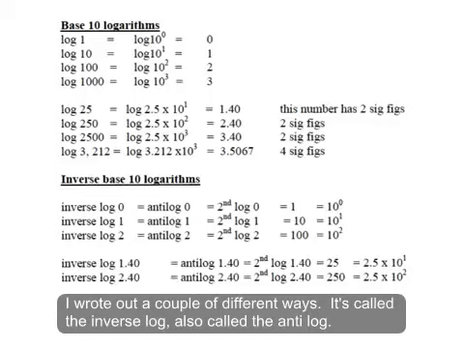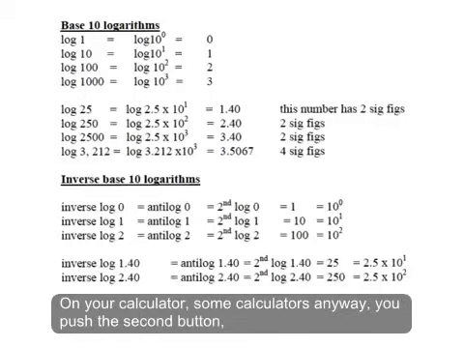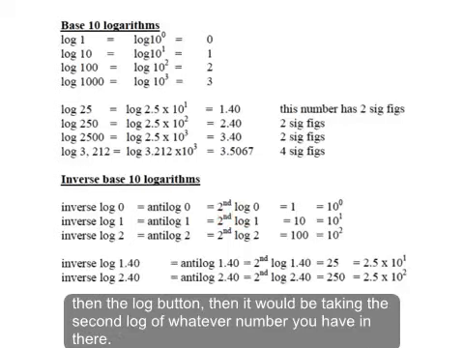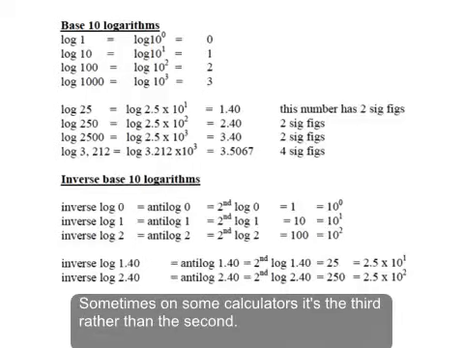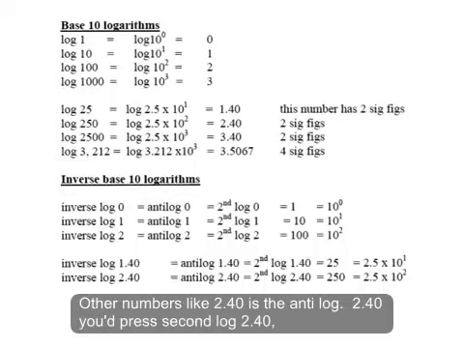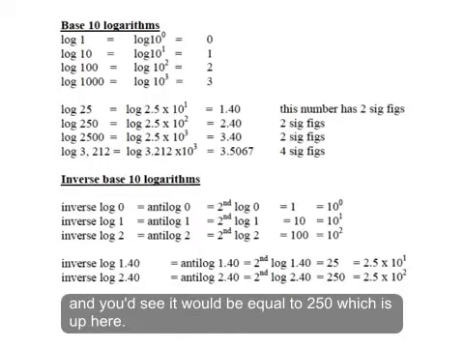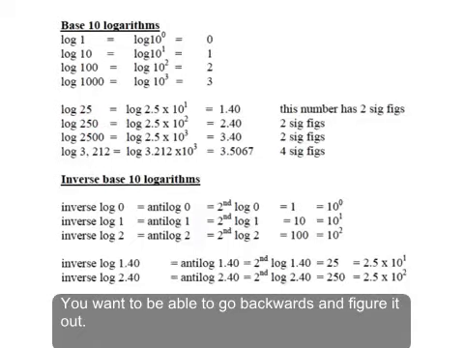also called the anti-log, and then on your calculator, some calculators anyway, you'd push the second button, then the log button, and then it would be taking the second log of whatever the number is you have in there. And so you could try that and make sure that you're getting the right answer. Because sometimes on some calculators it's third rather than second. So other numbers like 2.40, the anti-log of 2.40: you'd press second log 2.40 and you'd see that it would be equal to 250, which is up here. So you want to be able to go backwards and figure it out.